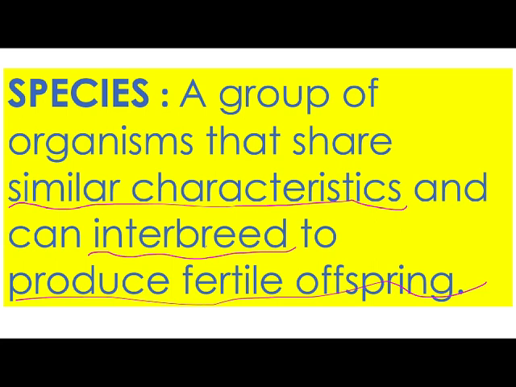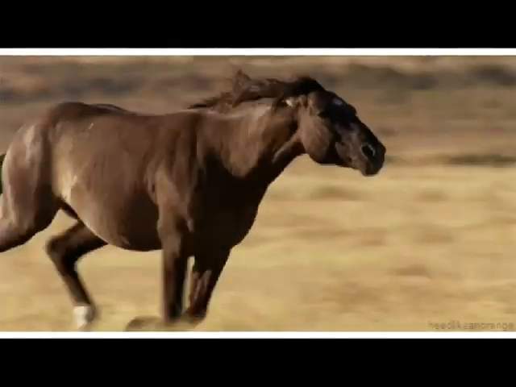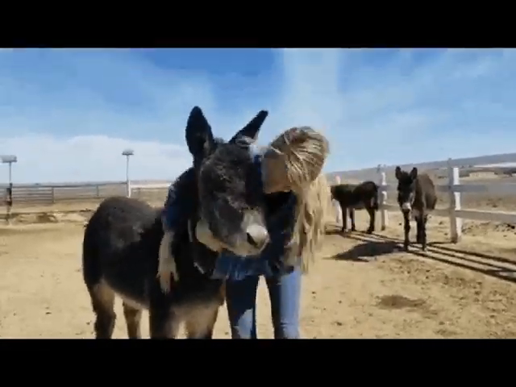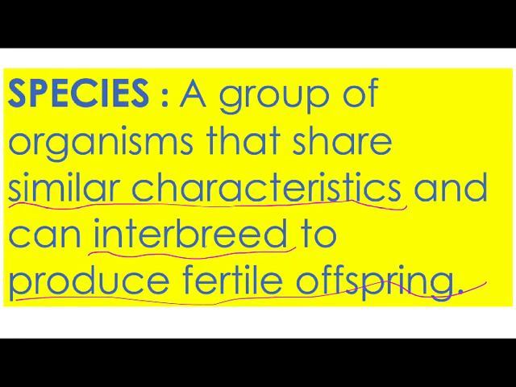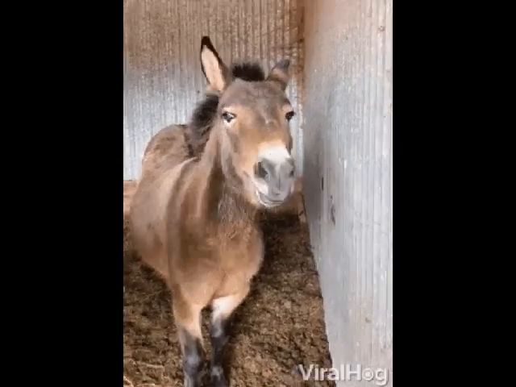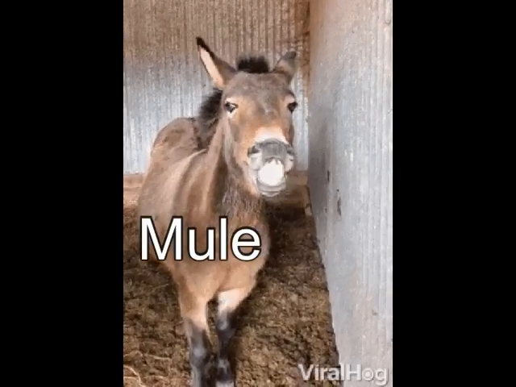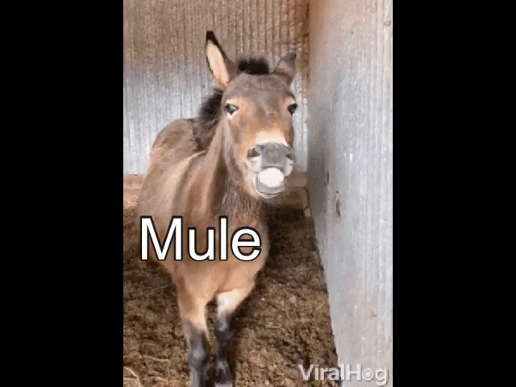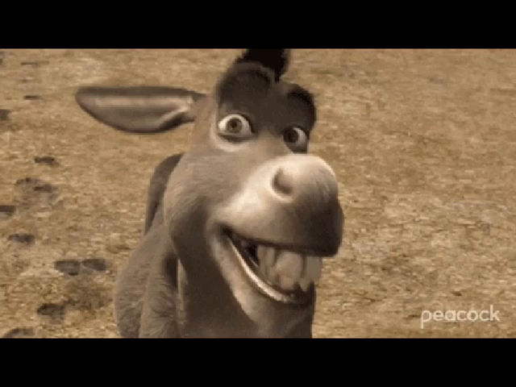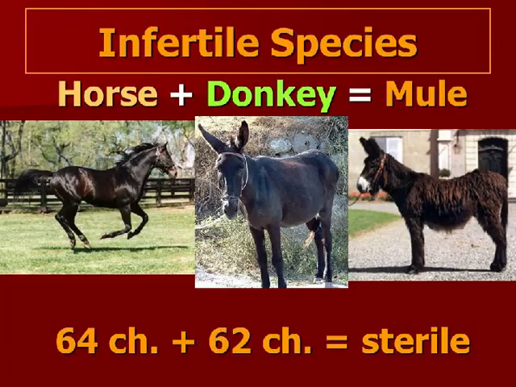For example, let's say we had two different species, a horse and a donkey. And these two have to mate. Remember, they are two different species. What will the offspring be called? Yes, the offspring is called a mule. Now the mule itself is unable to produce more offspring. So in that case, we say that the mule is infertile.